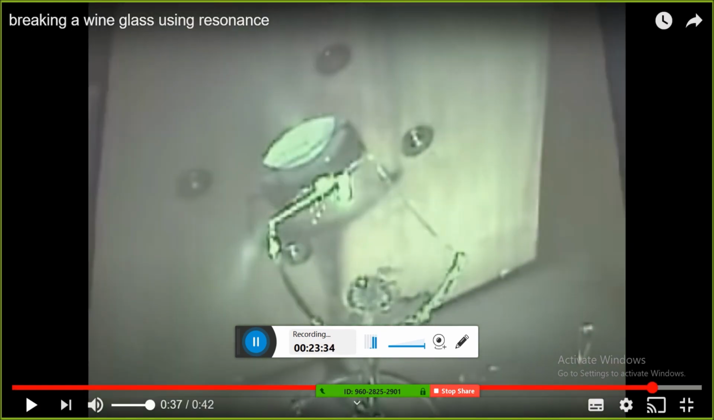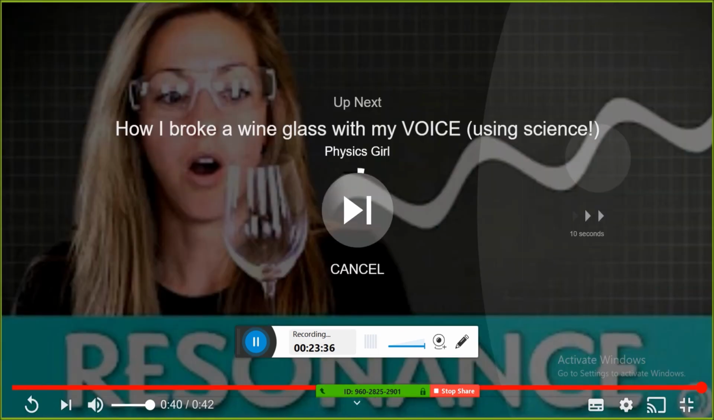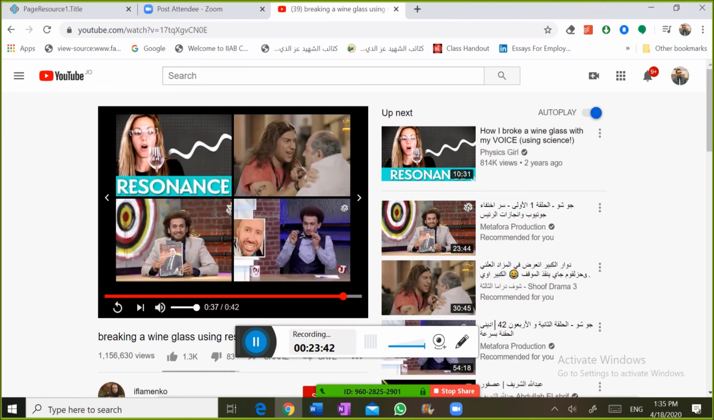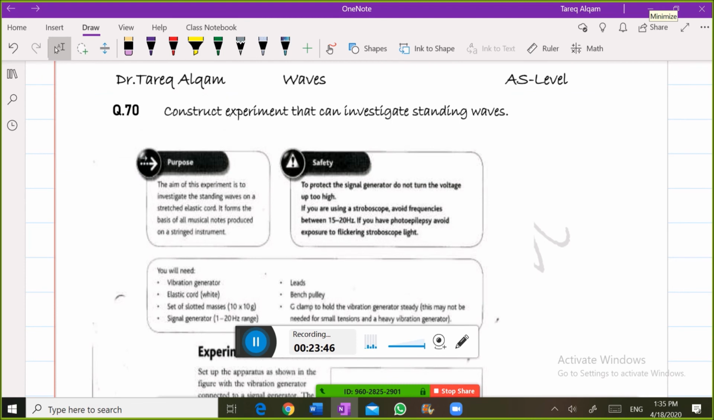This is called, guys, resonance. Resonance takes place when the frequency of the sound source matches one of the harmonic frequencies, or natural frequency, as it's called. So the glass will oscillate at its maximum possible displacement, so it might break. Is that clear?